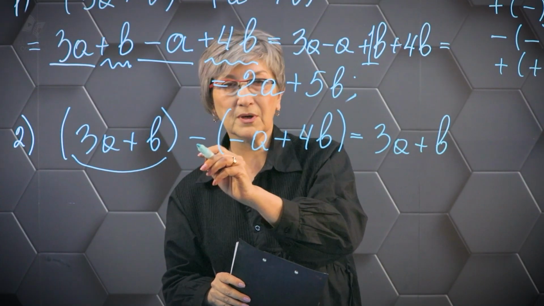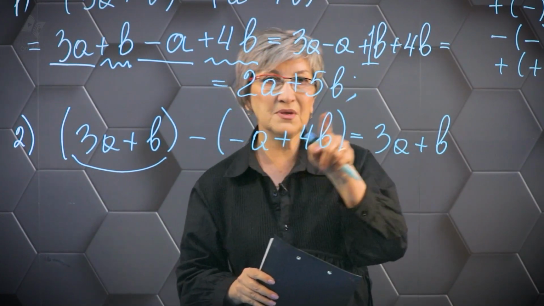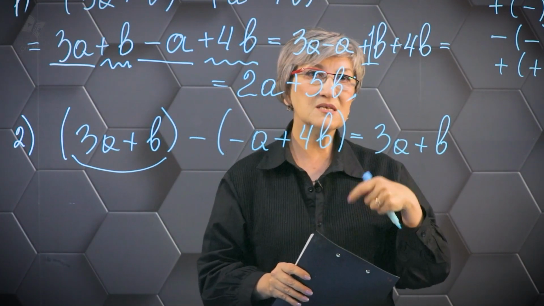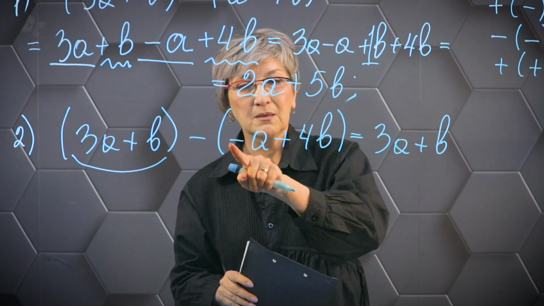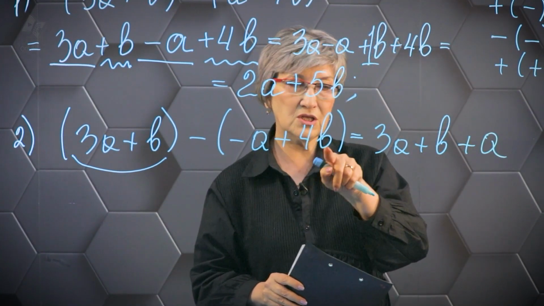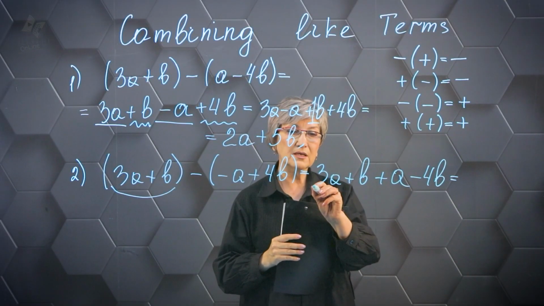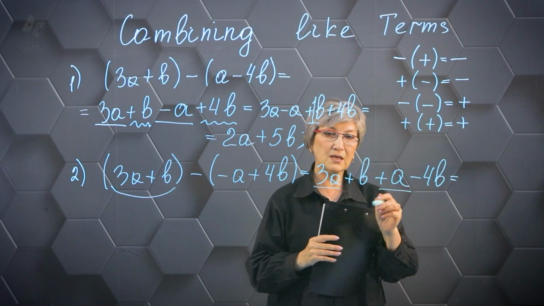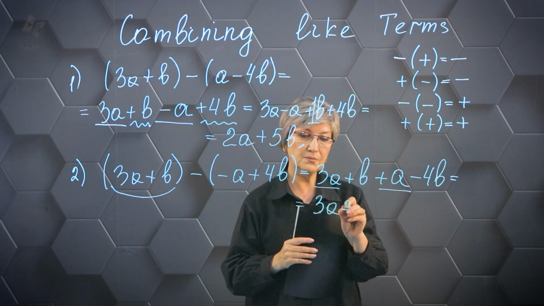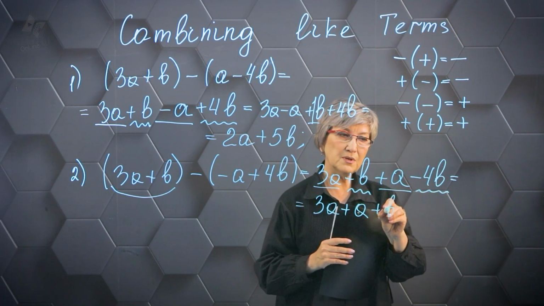But the second parenthesis is preceded by a minus sign. That tells us that we can leave out the parentheses, but we write all the summands with the opposite sign. Minus a, I write plus a. Plus 4b, minus 4b. Only then can I find like summands. 3a and plus a, let's write it down, 3a plus a. Plus b minus 4b.